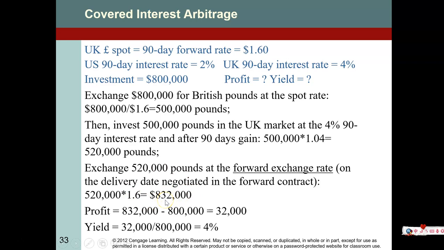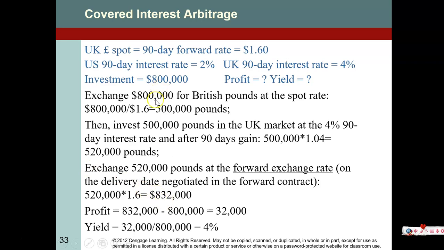Okay, if we didn't use a forward contract to avoid the exchange rate risk, we could have exchanged this 520,000 pounds to a lower value. So we would make less money in that way. But by having this forward contract, we're locked in this price, so we're not afraid of the exchange rate going down anymore. So our ending balance is 832,000.